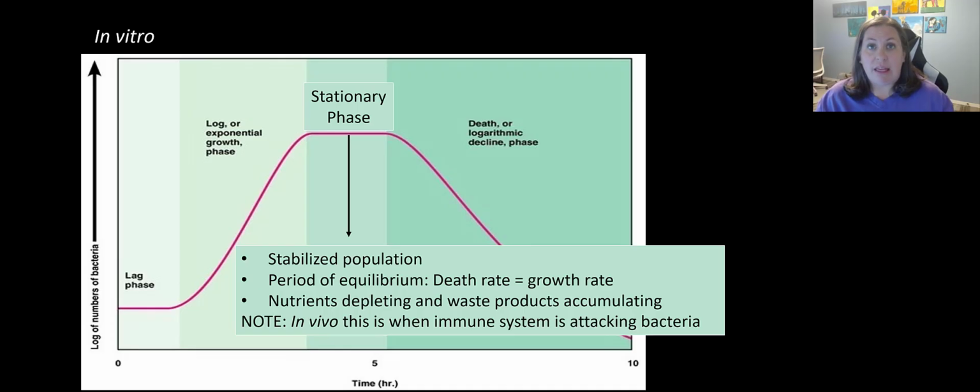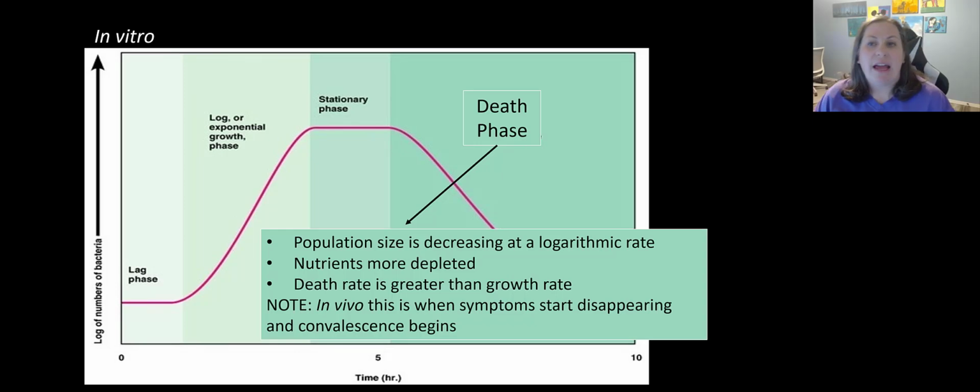In vivo, like inside of us, this would be when our immune system starts to attack the bacteria. We start to attack it and fight it. The last phase is the decline phase. This is the death phase.